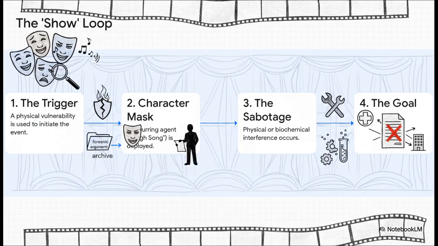So the archive boils all this down into what it calls the show loop, a four-stage process. First, the trigger. A physical vulnerability gets exploited. Second, character masks. A recurring agent shows up, identified by a specific vocal style called sing-song. Third, the sabotage, the physical or biochemical action. And finally, the goal, which is claimed to be creating a medical record specifically to obstruct corporate filings. It's presented as this repeatable play run by the same group of actors.